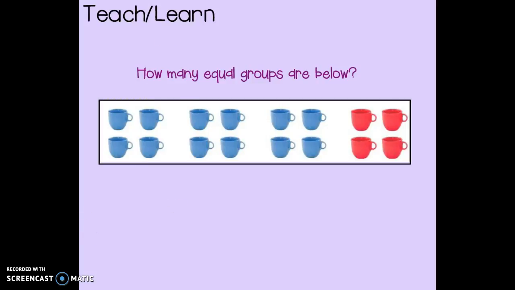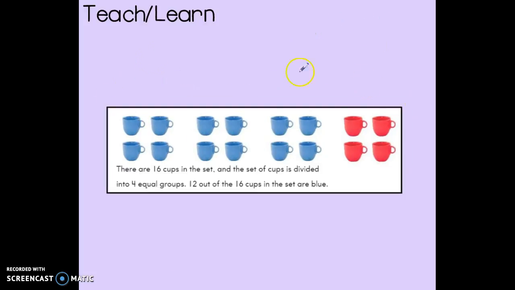If I count them all up, I see I've got 1, 2, 3, 4, 5, 6, 7, 8, 9, 10, 11, 12, 13, 14, 15, 16 cups. I have 16 cups there. But I'm looking for groups. I'm going to talk about fractional parts of a set or groups. So I can see that I have 1, 2, 3, 4 equal groups. So there are 4 groups below.